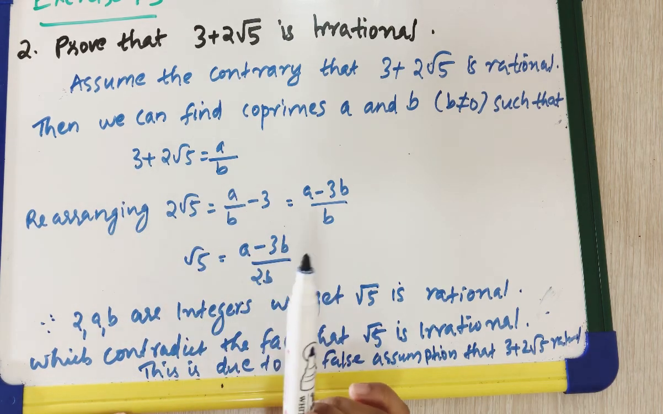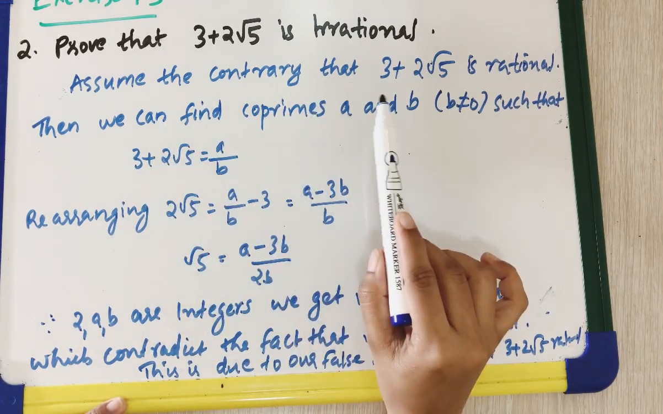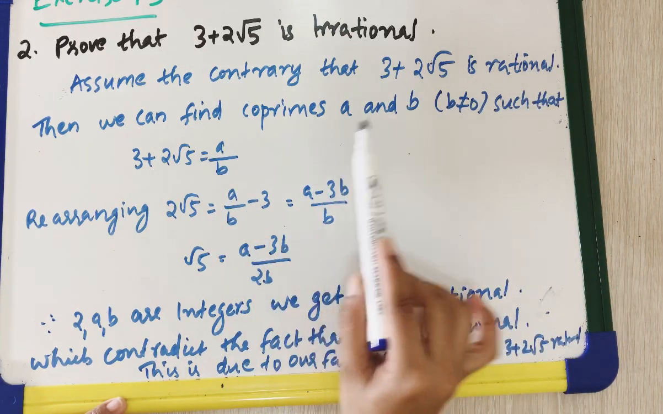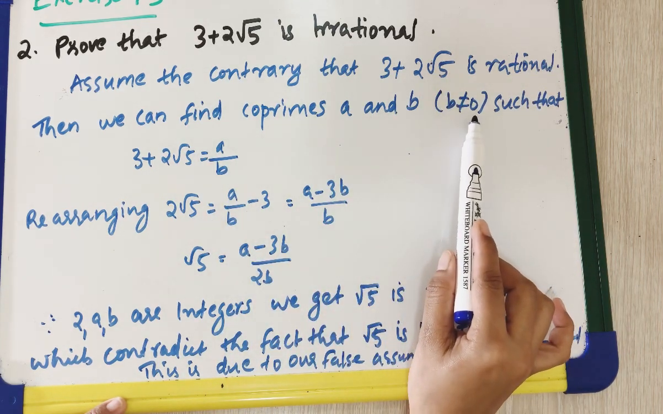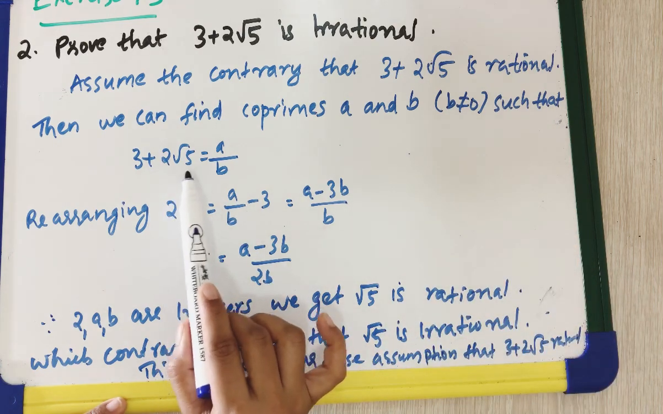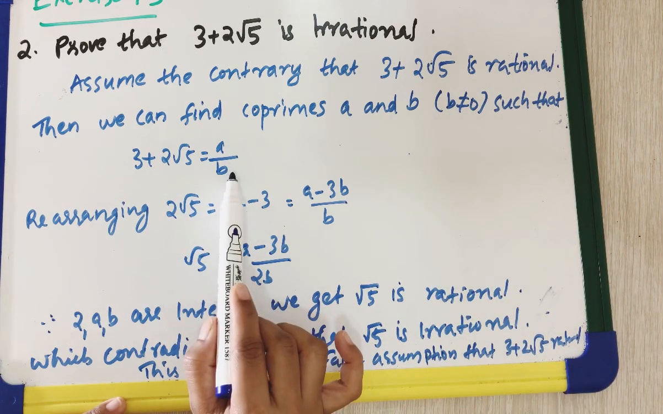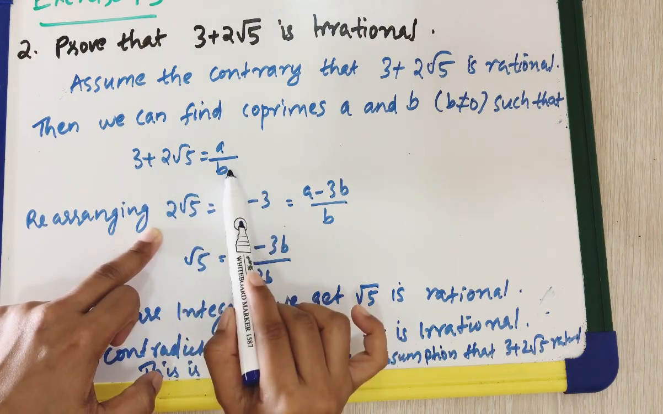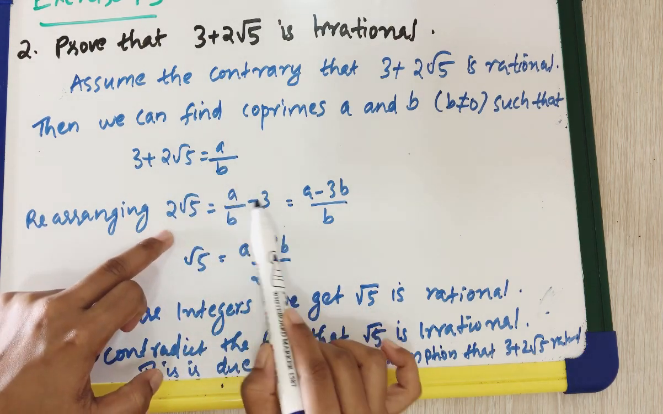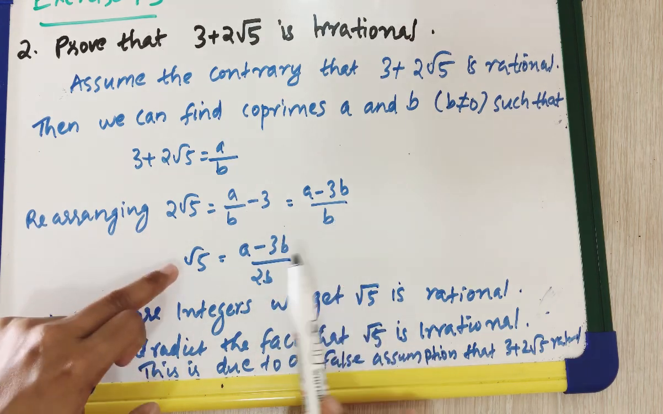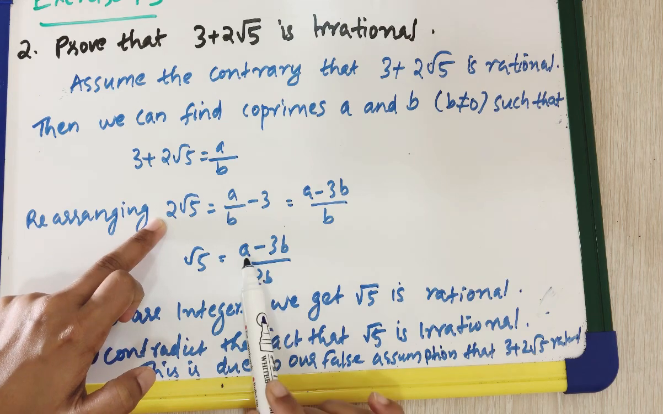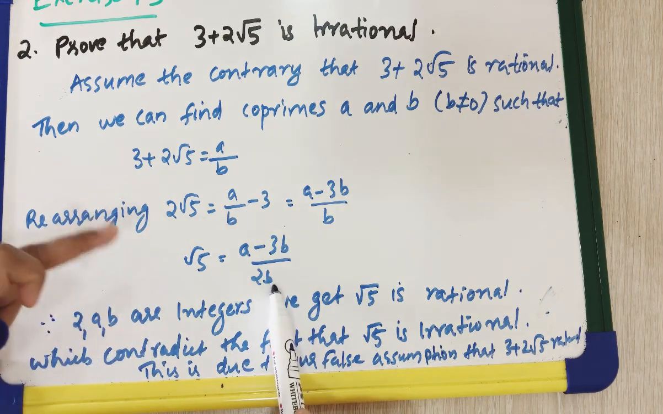See the solution. Assume the contrary that 3 plus 2 root 5 is rational. Then we can find coprimes a and b with b not equal to 0 such that 3 plus 2 root 5 is equal to a by b. Rearranging, we get 2 root 5 is equal to a by b minus 3, which is a minus 3b by b. Or root 5 is equal to a minus 3b by 2b.